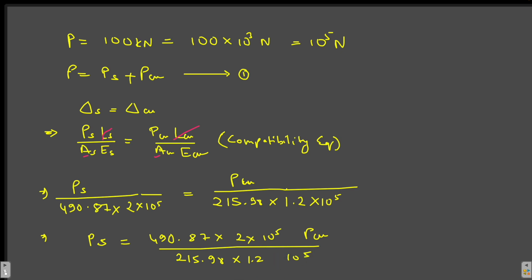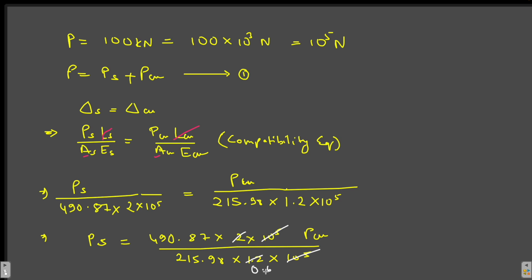1.2 into 10 to the power 5. So let's solve this a little bit. This 10 to the power 5 and 10 to the power 5 will be gone, and 1.2 is 0.6 times over here. And then let's solve this a little bit.